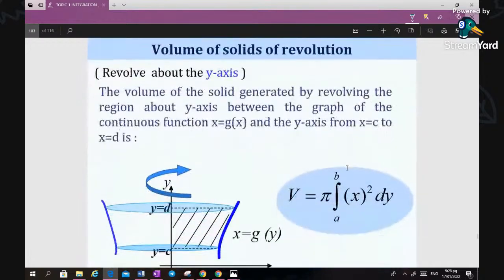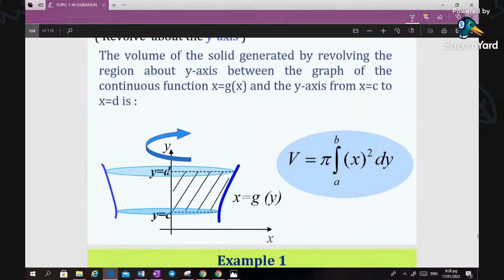Next, to find the volume that revolves about the y-axis, we need to know the y coordinates, C and D, and then to find the volume, we will integrate from C until D, and then plug in the function that has x as our subject and is squared with respect to y.